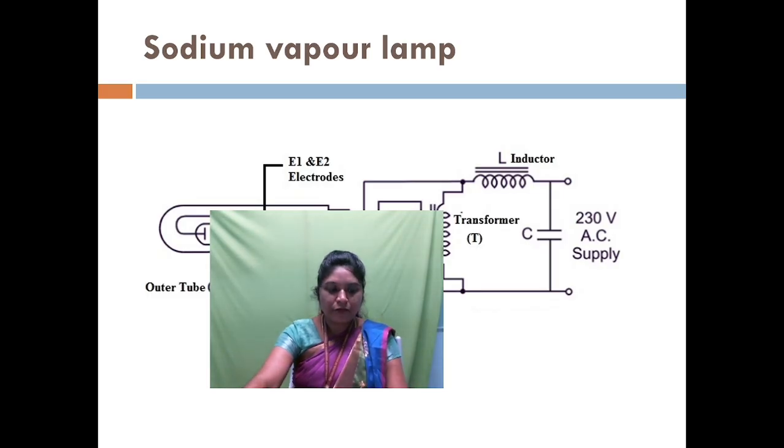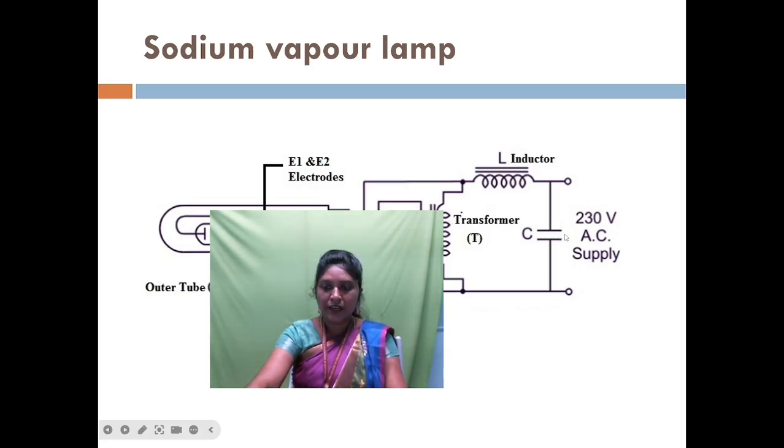So the sodium gas is filled more compared to the neon gas. There is a cathode heating transformer. It is used to increase the starting voltage. Actually we are supplying the 230 volt AC supply, and it is not enough to produce this light. So we need a transformer, a cathode heating transformer.